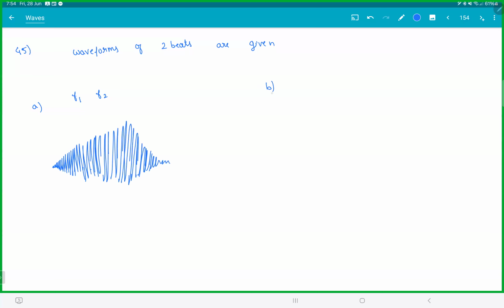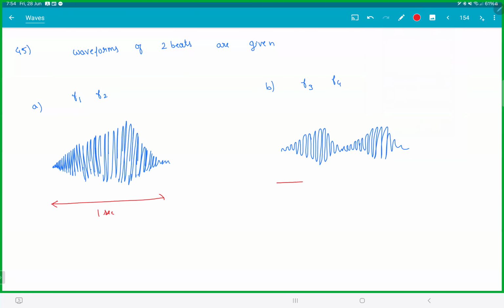The second one is formed by F3 and F4. It is formed like this. Now both the time intervals are 1 second and 1 second. So I wanted to compare mod F1 minus F2 and mod F3 minus F4.